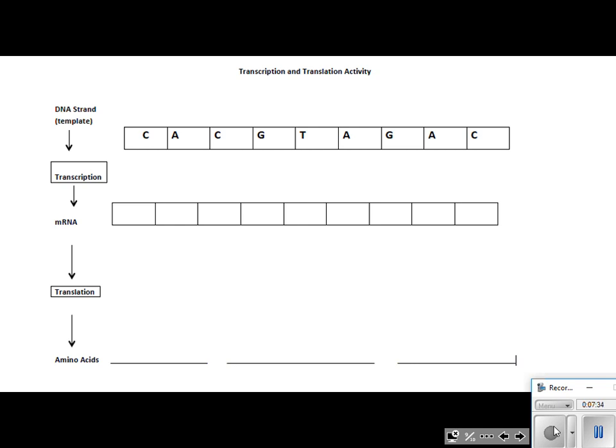So I can see I have G, U, G, C, A, U, C, U, and G, right? Is that what you got? So, Jonathan, you could do it?